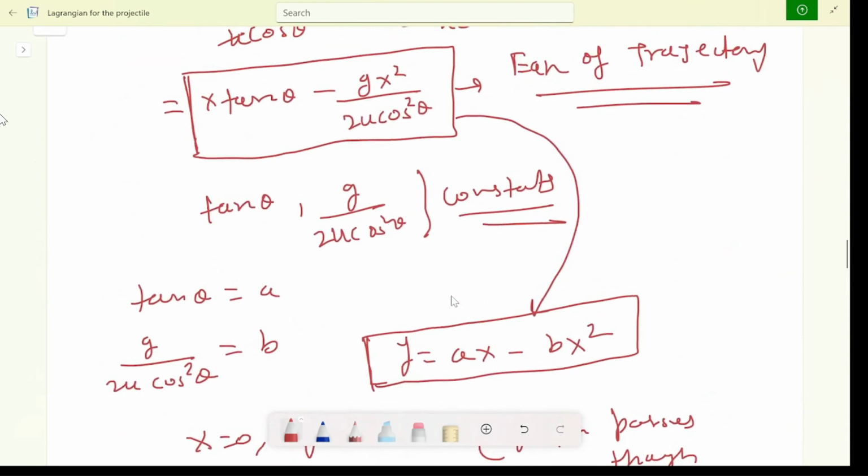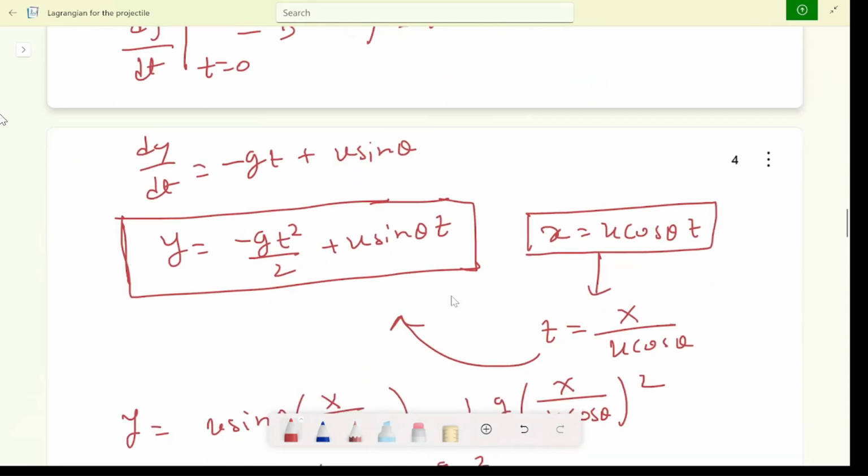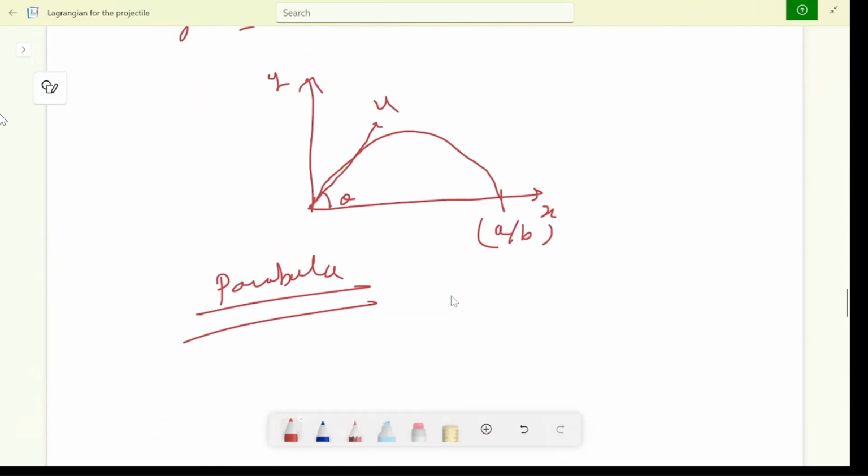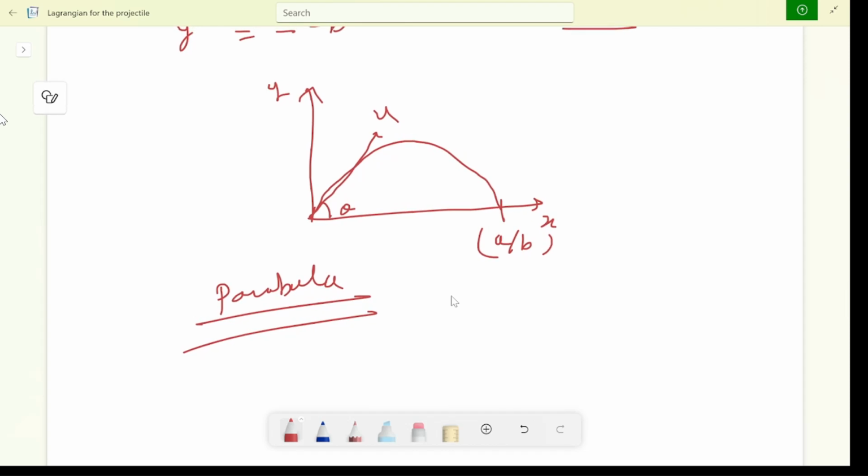So finally, we have come to the conclusion of our problem statement: if an object was undergoing projectile motion and we had no idea of the experimental results, still we can calculate what trajectory or what path that particle is going to follow under certain given boundary conditions. So it comes out to be a parabola.